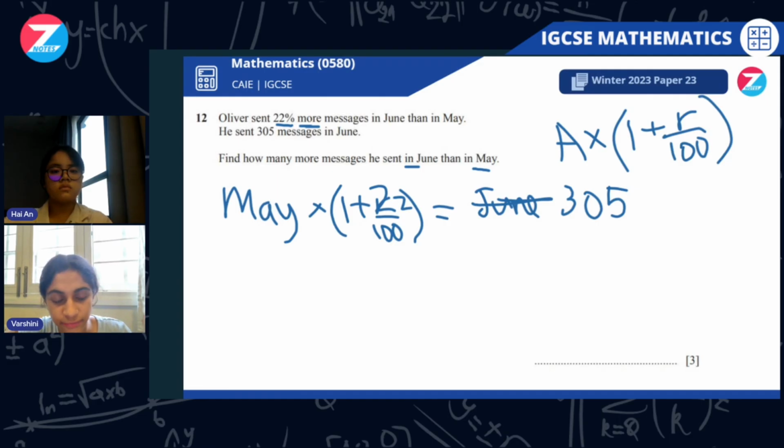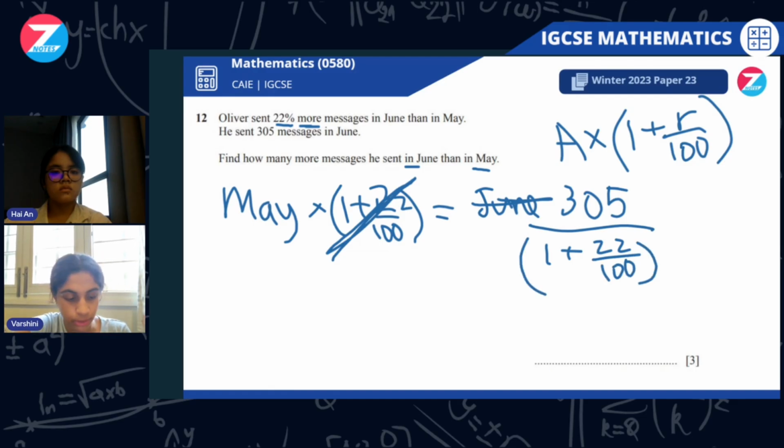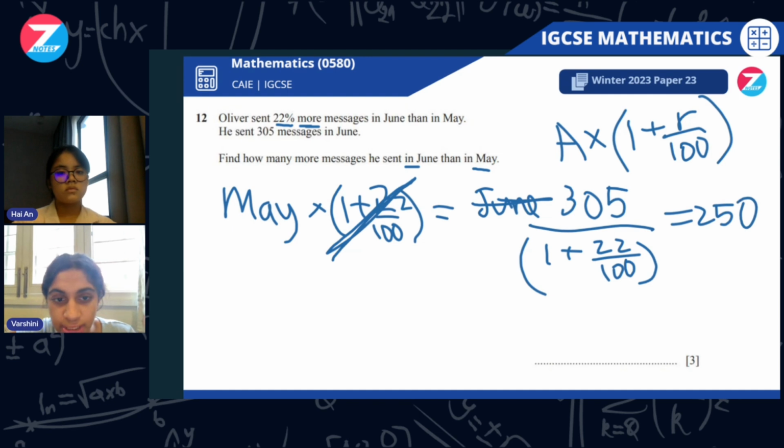So now to find the messages in May, of course, we just need to divide both sides by the multiplier, which is this. So let's do 305 divided by 1 plus 22 by 100. And don't forget the brackets and everything when you use your calculator and put this in. So 305 divided by 1.22. And that equals 250. Okay? But 250 isn't our answer.